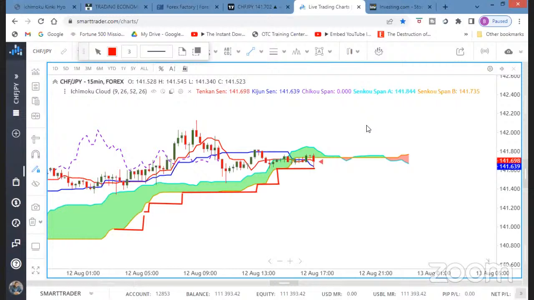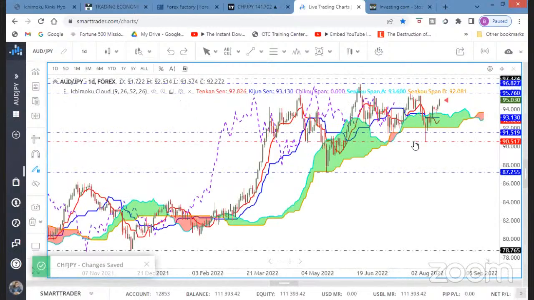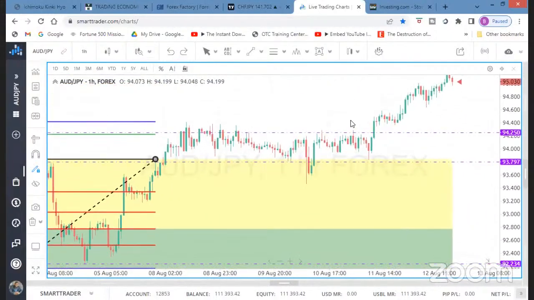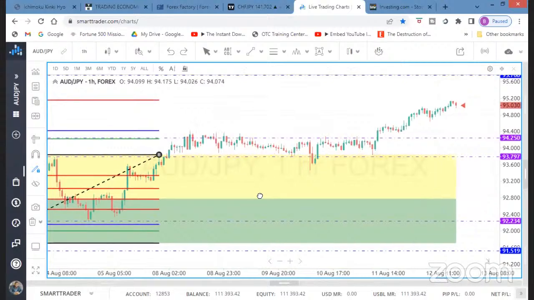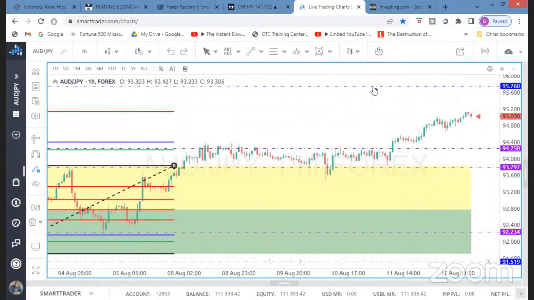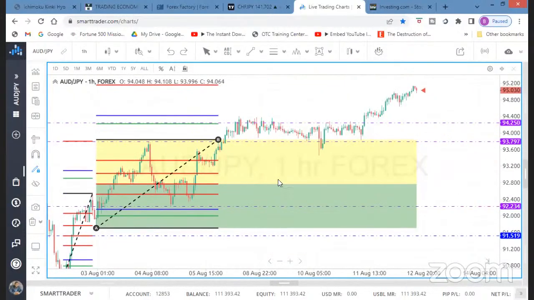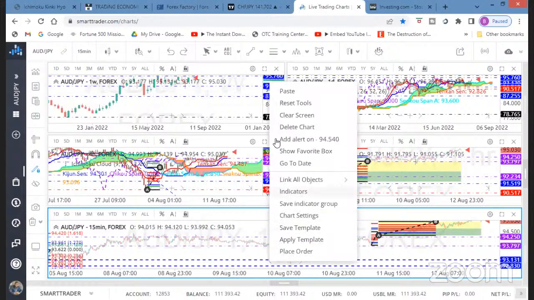What's the next pair? That Aussie yen. Okay. And we'll do the same thing on the 1. So let's go to the 1. Look at that driving up, coming into what? Your D extension. And you got a level of resistance just above as well. Right? So if you copy that fib, go down to the 15. Clear it out.